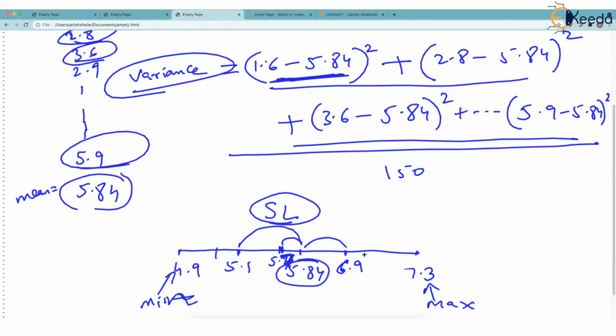So each sepal length, please try to understand, 150 sepal lengths are there here, are subtracted from the mean of sepal length and squared. What we are doing, please try to understand, we are trying to find out how far a value of sepal length is from mean. How far individual reading of the sepal length is from the mean. How far this sepal length of some flower is from its mean. That's what we are doing, difference, isn't it?